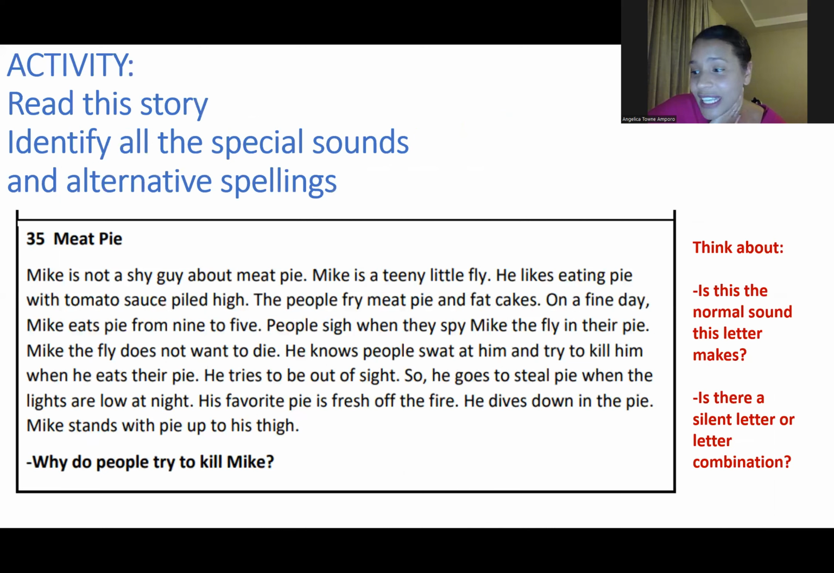And so the activity is for you to read this story and identify all of the special sounds and alternative sounds that are there. Ask yourself, is this the normal sound that this letter makes? And is there a silent sound or a letter combination making one sound? All right.